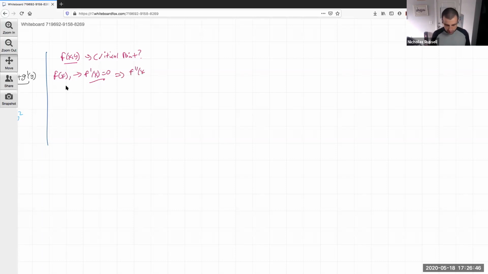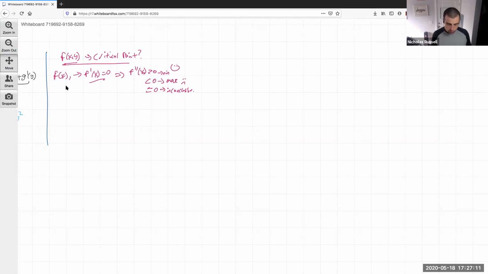Well, then we used to classify it. We used the second derivative test, where I had either it was greater than 0, which means it was concave up, like that. So therefore, this was a min. If it was concave down, it was a max. And if it was 0, it was inconclusive. We didn't really know what it was.